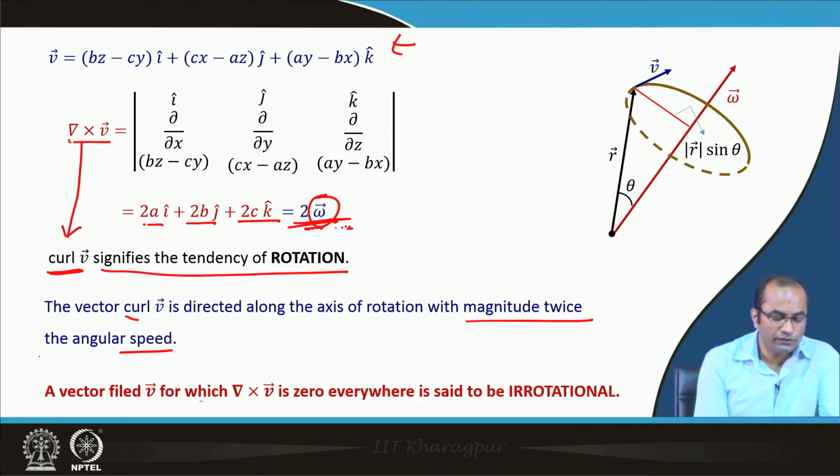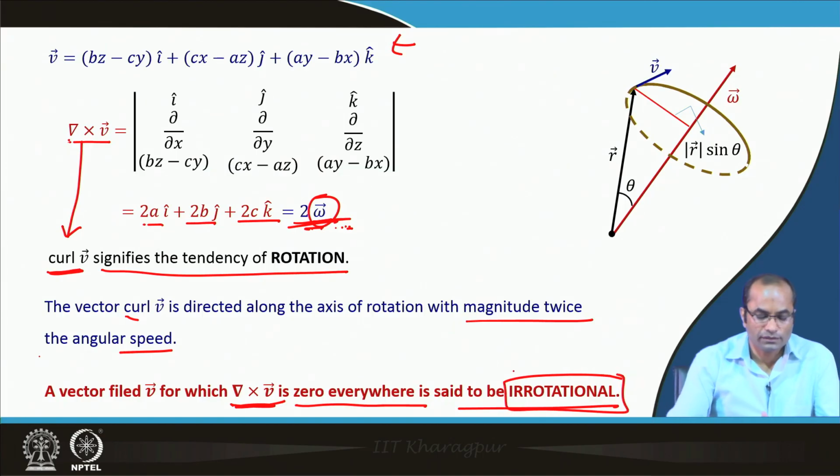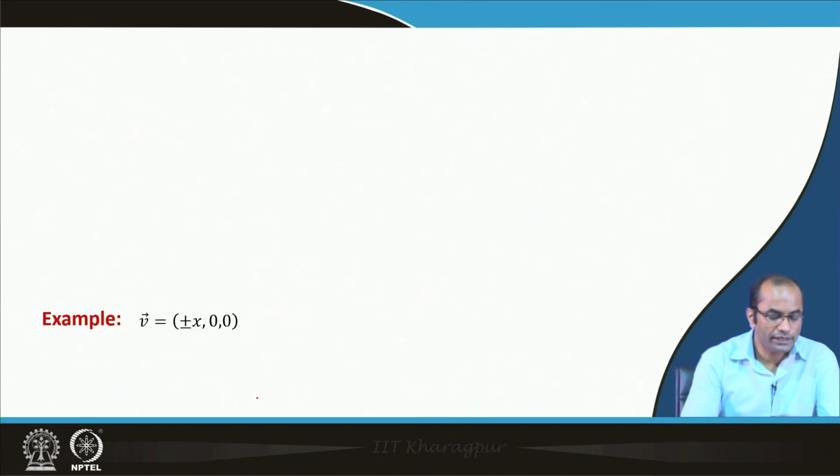So, a vector field v for which this curl is 0 everywhere is said to be irrotational. That is the term we use normally, that this is irrotational if this is 0. If this is not 0, then the fluid has a tendency of rotation, whether clockwise or anti-clockwise depends on the situation there.